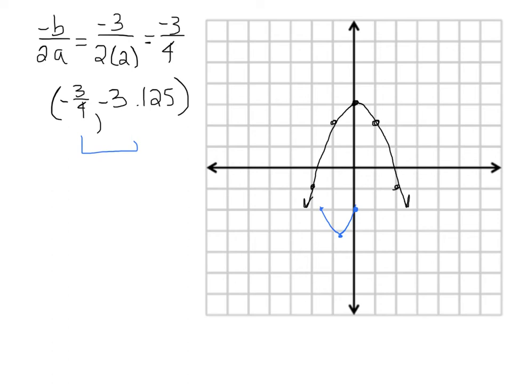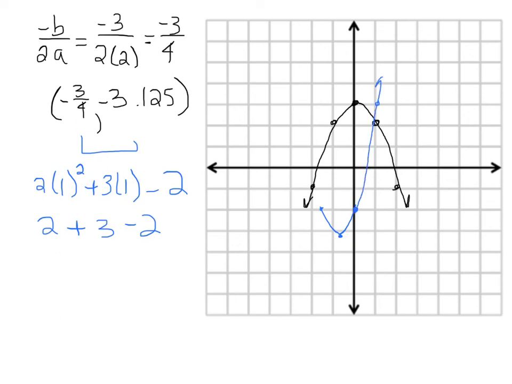Notice I haven't done any of my dashed lines yet or my shading. Let's also plug in a value of 1 to get a little more precision here. So 2 times 1 squared plus 3 times 1 minus 2. This is going to get us 3. So that's up here. And we shoot up like this and shoot up right there.